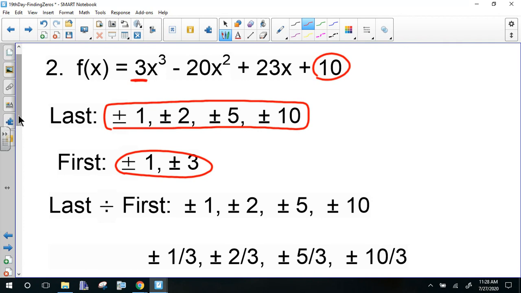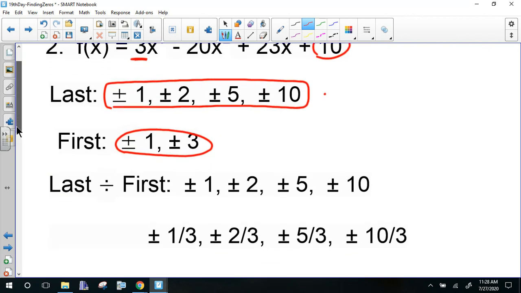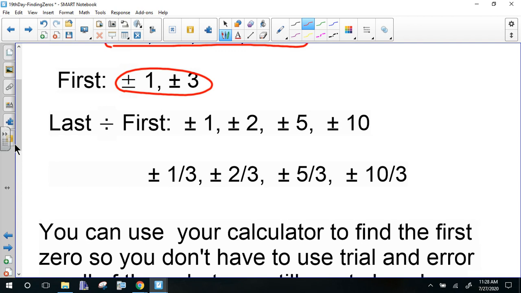So I'm going to take this one, the last one divided by the first. 1 divided by 1, 2 divided by 1, 5 divided by 1, 10 divided by 1. Then I've got to come back and do 1 divided by 3, 2 divided by 3, 5 divided by 3, and 10 divided by 3, all of those plus and minuses. 2, 4, 6, 8, 10, 12, 14, 16 possible rational zeros.